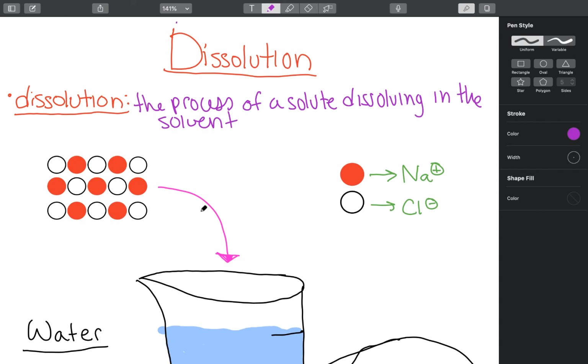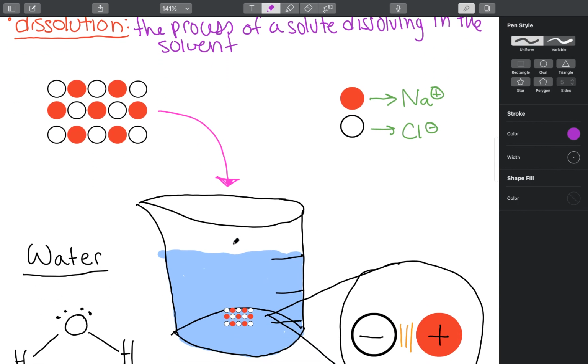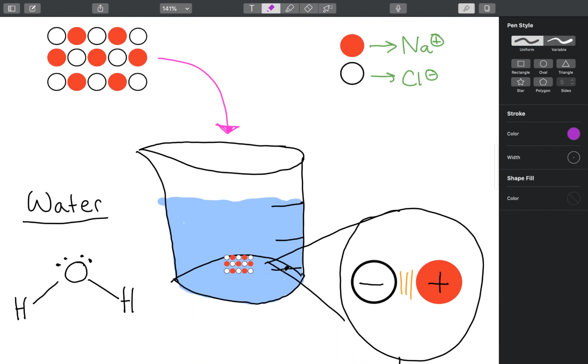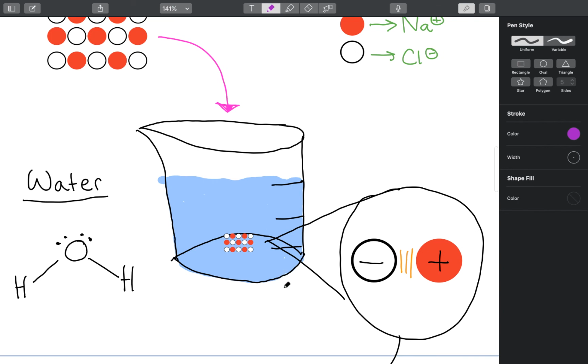So let's just say you put this little sodium chloride block in a little beaker of water. And let's magnify what water looks like. This is the Lewis structure of water. And we're going to get into Lewis structures in a later video. So this is what the structure of water looks like. And what you need to know is that water is polar.